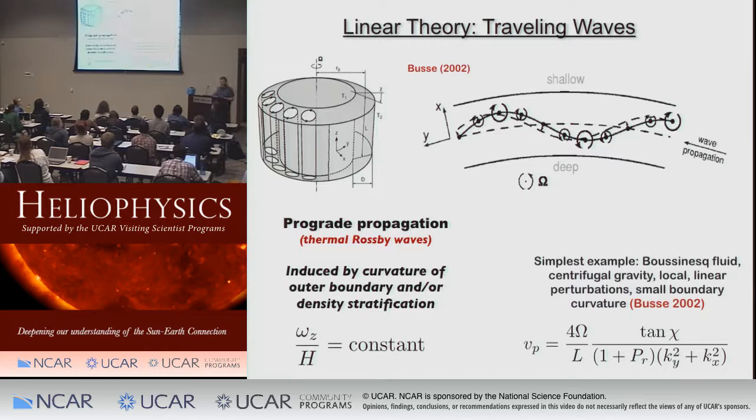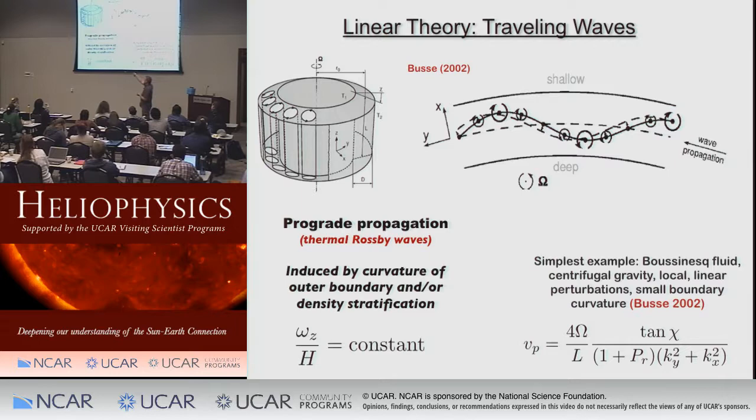And another cool thing about these is they are traveling waves. They're called thermal Rossby waves because there's something called the potential vorticity, which is the z component of the vorticity divided by the height of a cylinder. So you can do this in the lab.